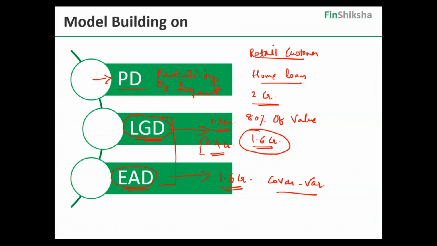Okay, let's understand this. How come the loss given default is 0.4 CR? My asset value was 1.6 CR. The client defaulted. Exposure was 1.6 CR because the client cannot pay 1.6 CR. Hence, the bank sold this property for 1.2 CR. The bank recovered 1.2 CR from the 1.6 CR which was initially given. So there was a loss of 0.4 CR, which is 40 lakhs. Hope this is clear now.